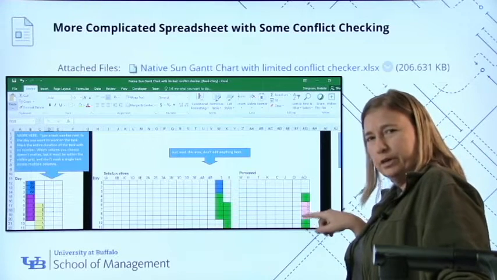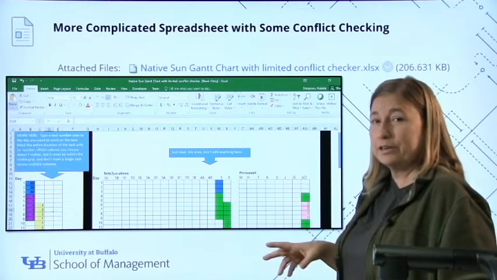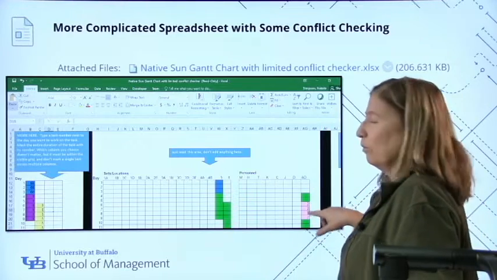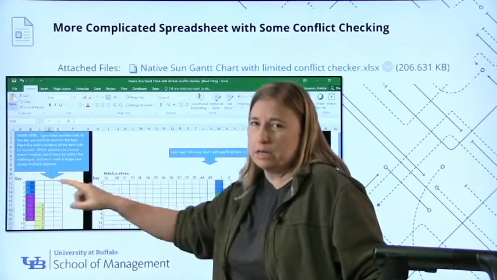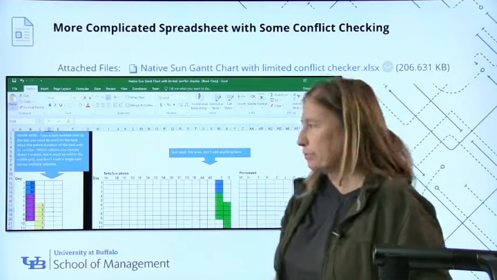Do you see how something has flagged here? It's changed color, conditional formatting. It's warning me that, you know what, that addition of task 5 right there, that's not a good idea. He can't be doing 2 things at once.